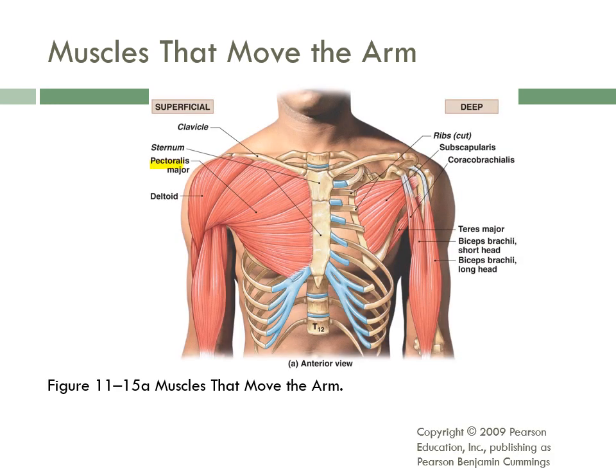So let's look here. So we have pec major on this side. So the pec major is this whole muscle here. And then pec minor, we do not see on this one. The pec minor would be underneath this pec major. The deltoid muscle is covering the shoulder. That was our multipennate muscle that we talked about earlier in the lecture.